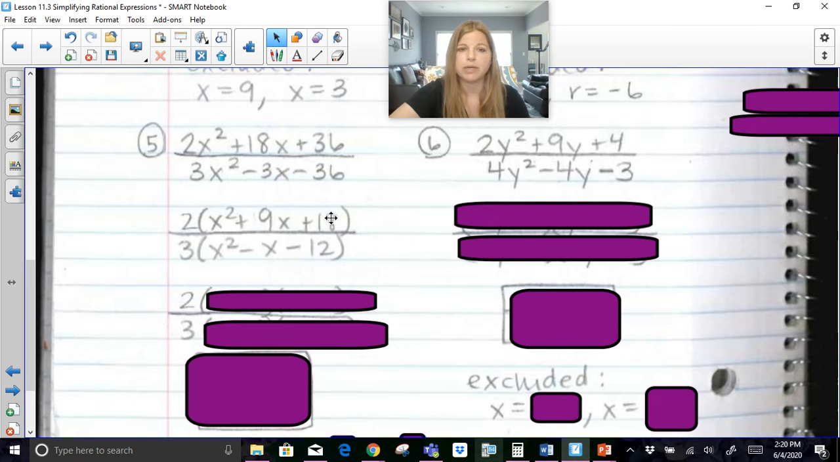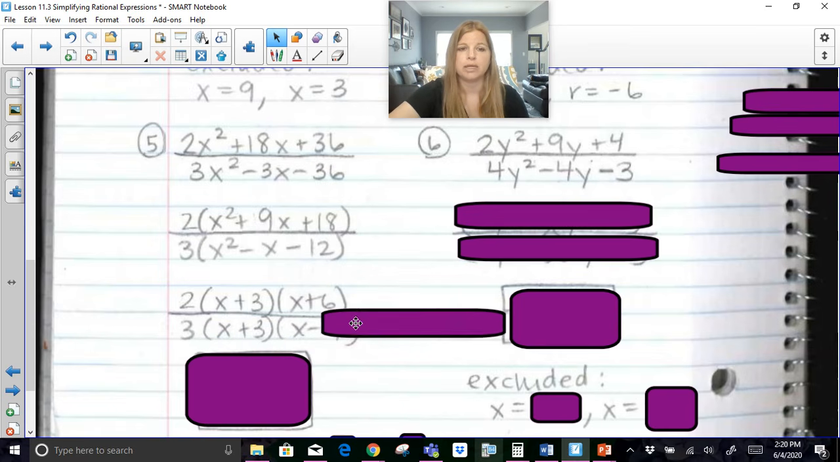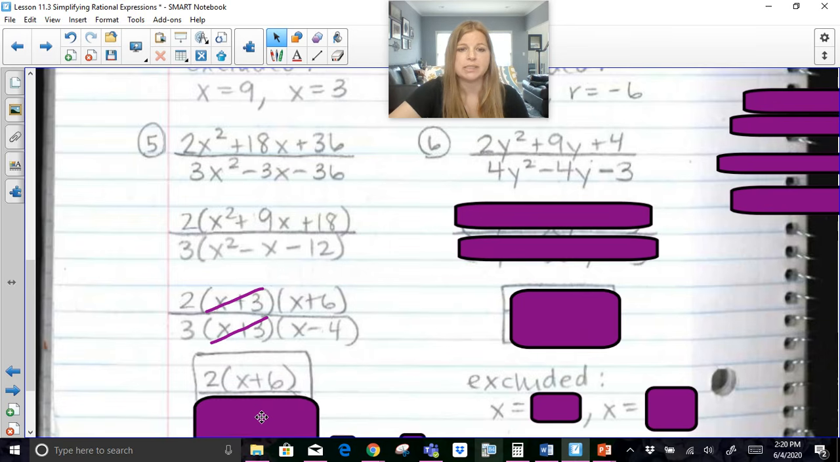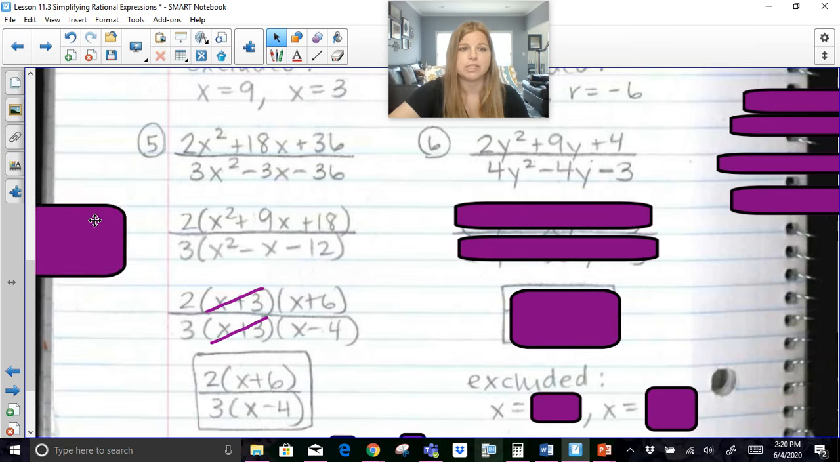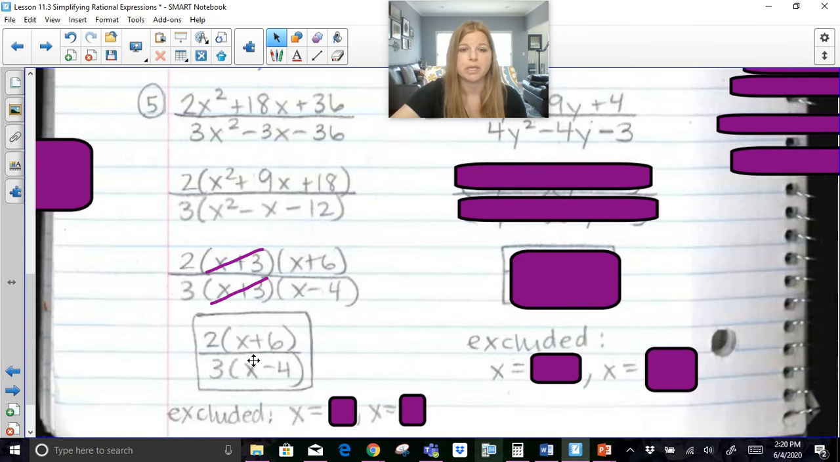So what factor pair of 18 gives me 9? It would be 3 and 6. What factor pair of negative 12 will give me a negative 1? It should be a negative 4 and a positive 3. My x plus 3's are gone. I'm left with 2 times x plus 6 over 3 times x minus 4, and there's honestly no need to distribute. You can leave it in that form.